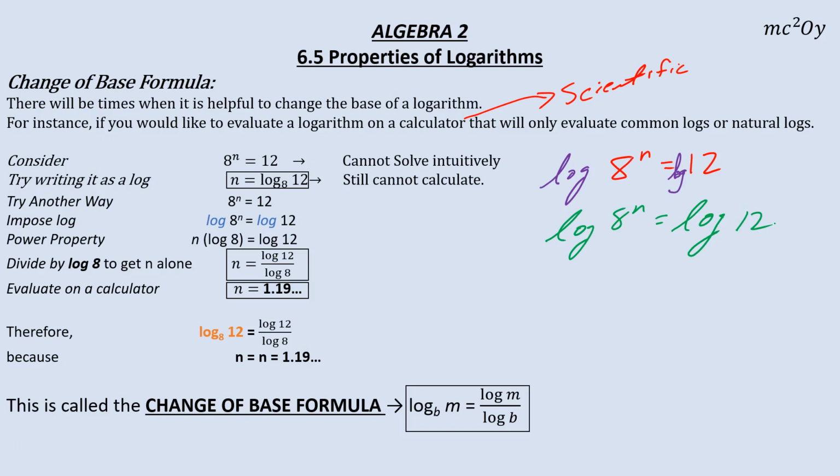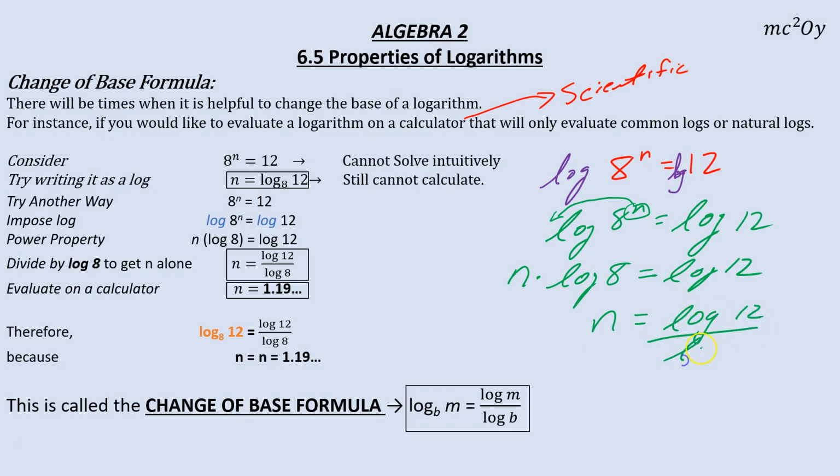And notice now, I can take that exponent and move it out front using the power property. So I have n times log of 8. My variable is out of the log, out of the exponential form. Now if I want to get n by itself, I just divide both sides by log 8. So n is equal to log 12 over log 8. Both of these are base 10, and you can use your scientific calculator now to solve that. It's approximately 1.19.